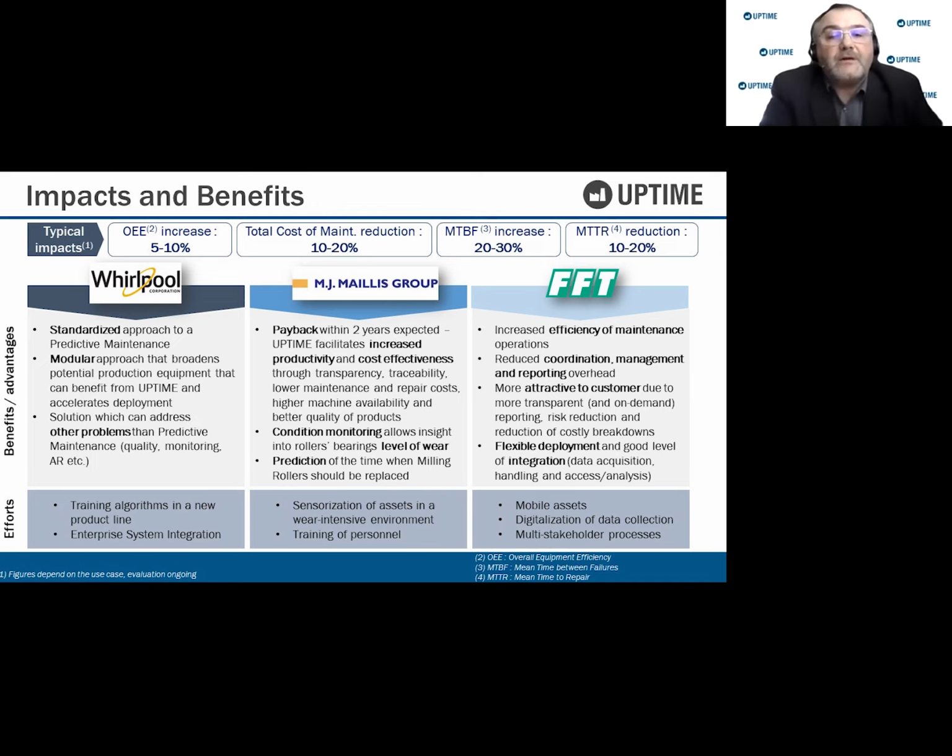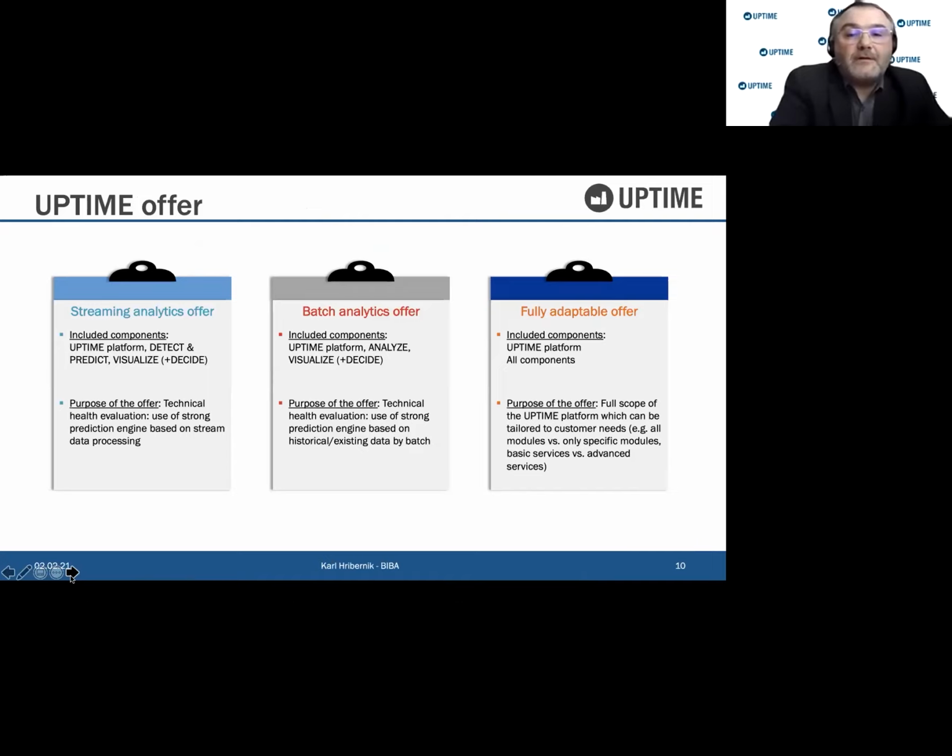So as you can see, very diverse use cases and very diverse feedback from the end users as to benefits and advantages of our modular system. So next slide. So the Uptime Offer is what we're here to talk about today. So what can we offer potential customers and potential technology providers?